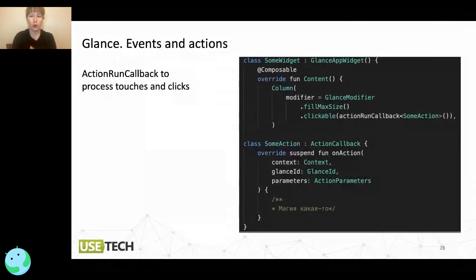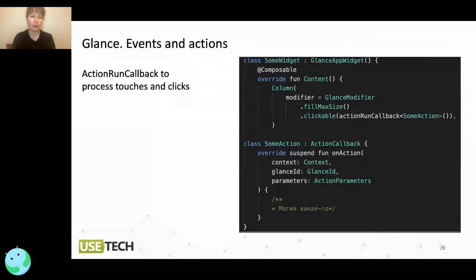Moreover, the Glance widget has a special API that allows us, just in the composable layout, to specify a clickable, and this clickable will be embedded in some control of some composable. In this clickable, as a parameter, we can specify a special action, run callback, with some action. This action has several methods, for example, action callback with the onAction method, or action run callback with the onRun method.